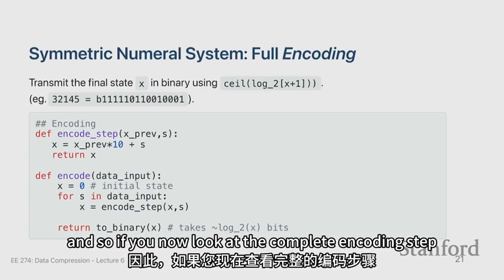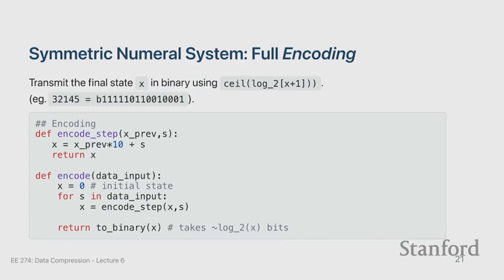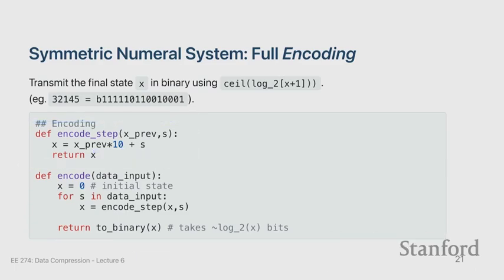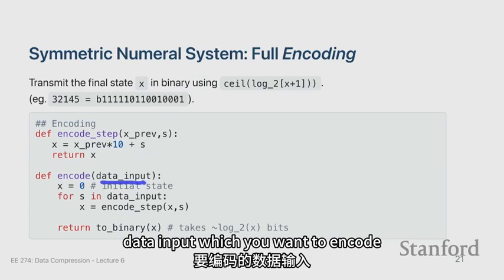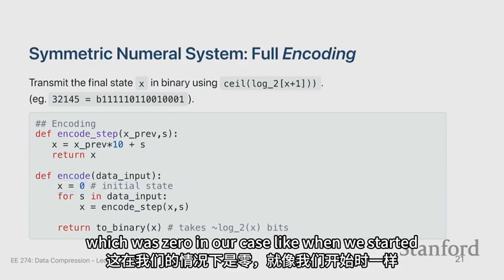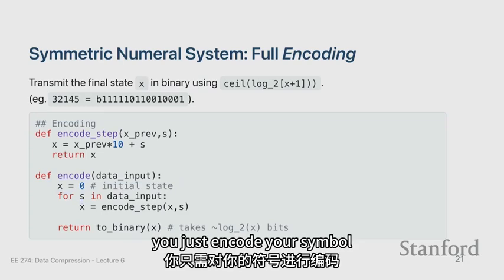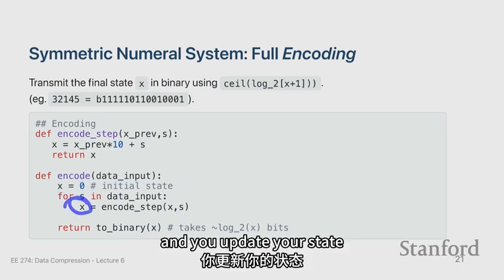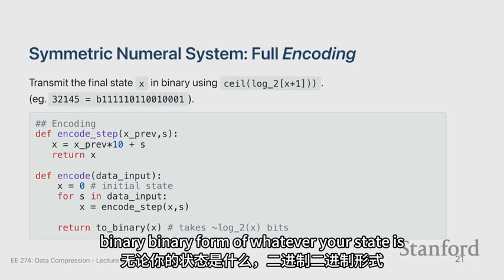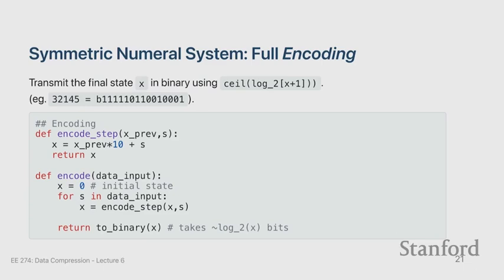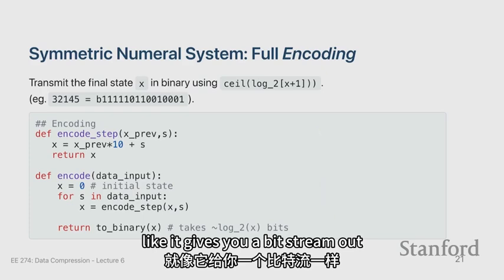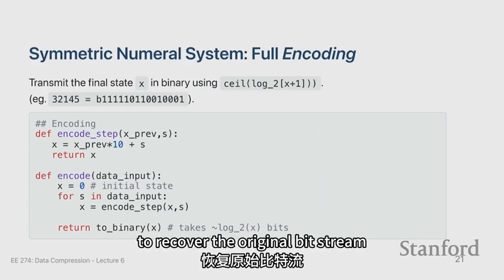And so if you now look at the complete encoding step, remember this was our base encoding step, which was just multiplying by 10 and adding the symbol. Then if you have a data input which you want to encode, you start with some initial state, which was 0 in our case. And then for each symbol in the data input, you just encode your symbol and update your state. Finally, you just output the binary form of whatever your state is. So at this point, we have a complete encoder, right? It gives you a bit stream out, and you can losslessly use it to recover the original bit stream.